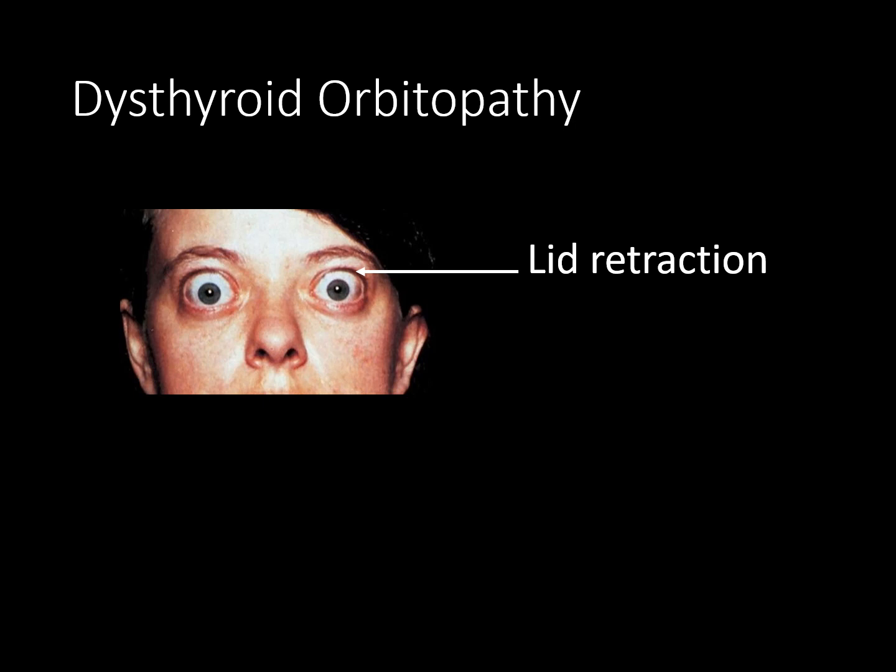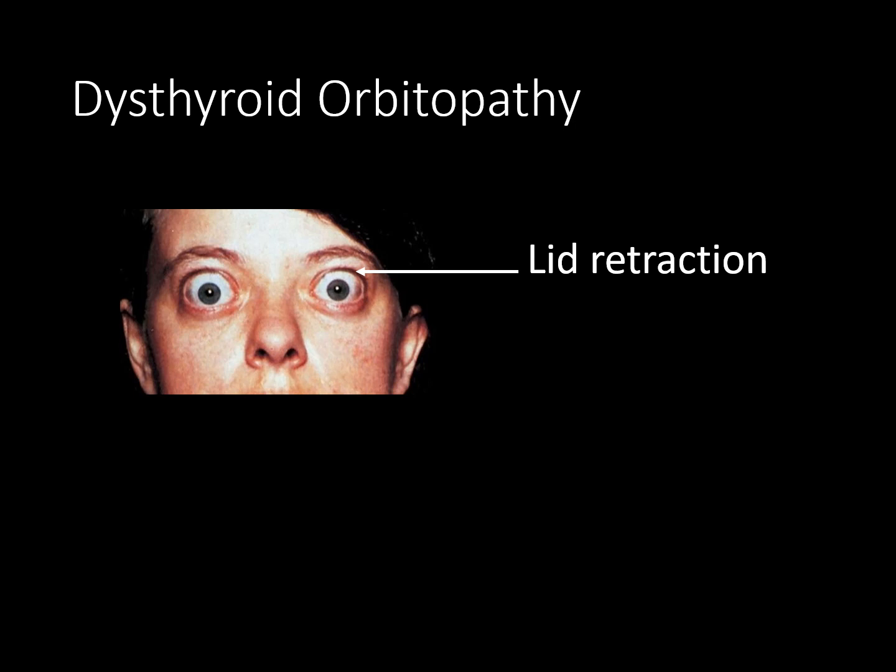And you can again get a restrictive myopathy where the eyes do not move as normal because of the swollen muscle bellies.